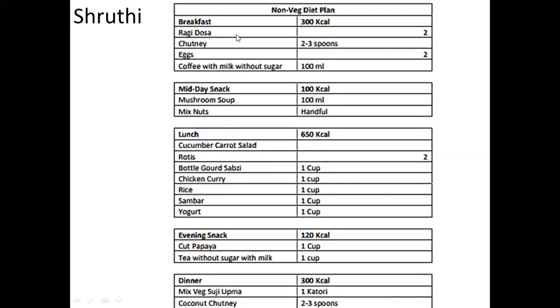And this is the non-vegetarian diet. Add more millets. Okay, like the ragi dosa you have added, it's a good thing. Ragi, having more millets is good.